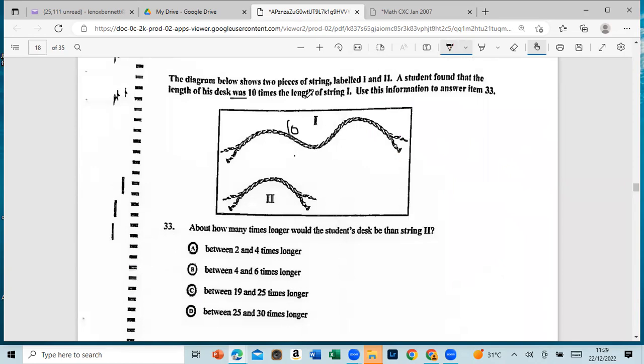No, the desk was 10 times. All right, so the desk is 10 times. So I guess these are the desk. And that means the perimeter, right? I think that's what they mean when they say the length. All right. About how many times longer would the student's desk be than string 2?